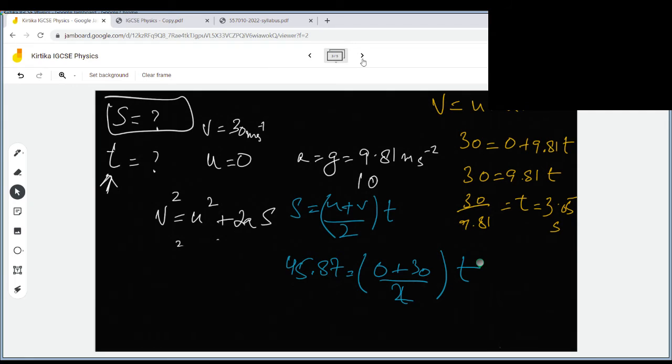So do we have to do 45.87? Okay, I'll divide. Divided by 15. So I got 3.05. Yeah, same answer. Okay, so it doesn't matter which equation you use. Always try to use the simpler one if the simpler one does the job. All right, sir. Okay, this is done, let's quickly move on to the next topic.